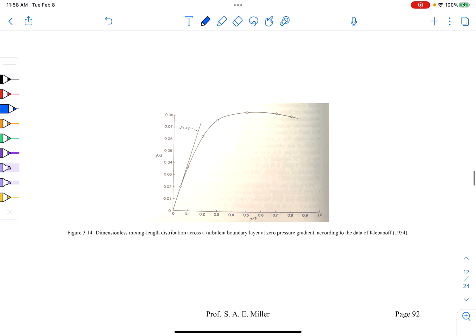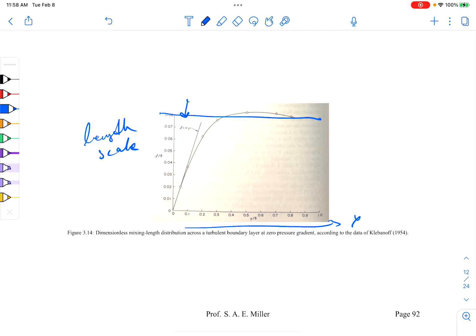Let's look at the second figure. This one is length scale, and again it's the same coordinate system. So this is y, the distance from the wall, normalized by the boundary layer thickness. This was our first approximation: l goes as kappa times y, and that's really true near the wall in the inner region. What's interesting is that you can see it sort of flattens out.